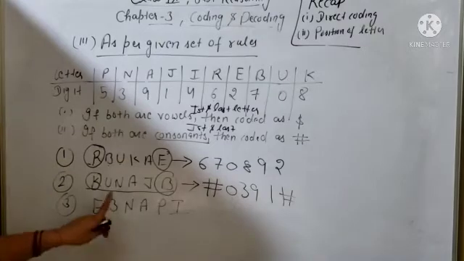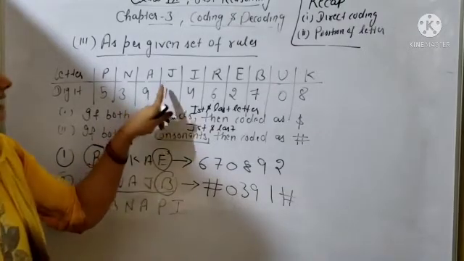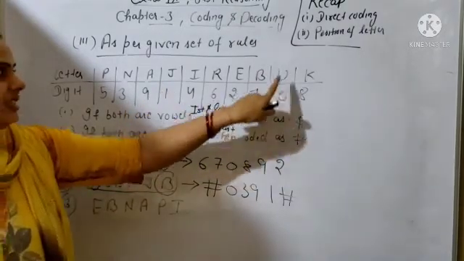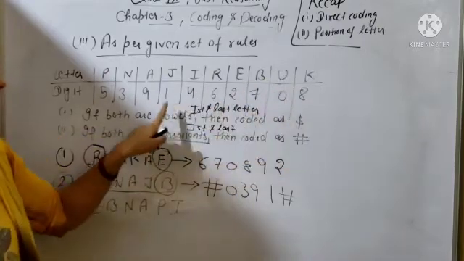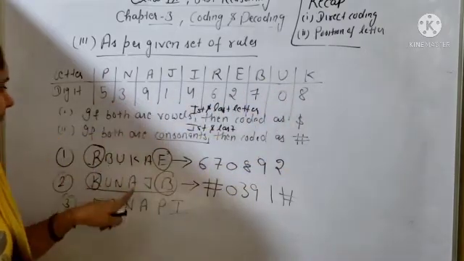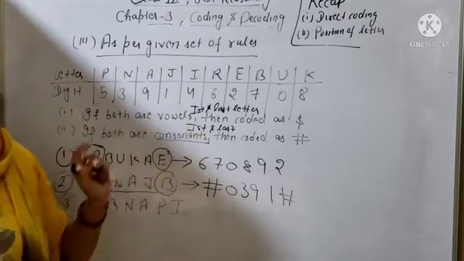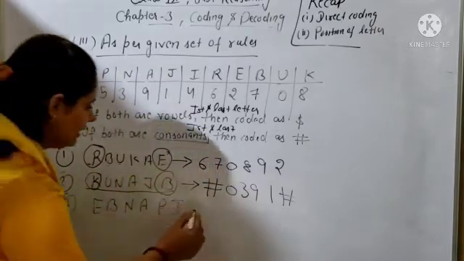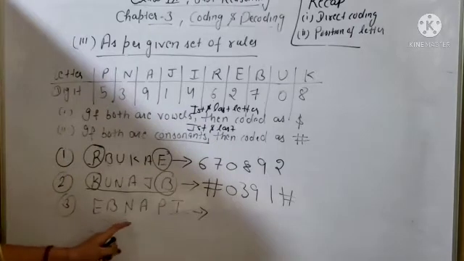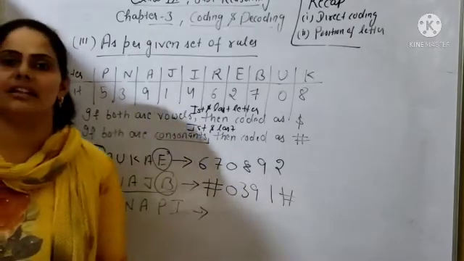Clear, all of you? And U, N, A, J, these you can write as they are. U is represented as 0, N is represented as 3, A is represented by 9, and J is represented by 1. Clear? Now the last question, the last one. It is given: E, B, N, A, P, I. You have to write it in the coding language.